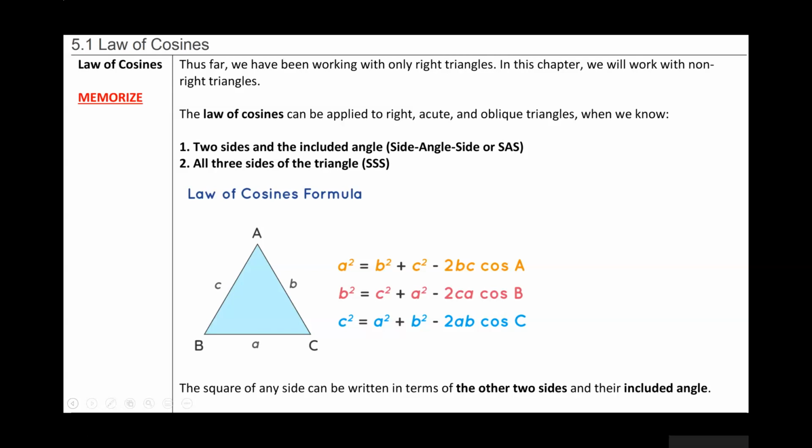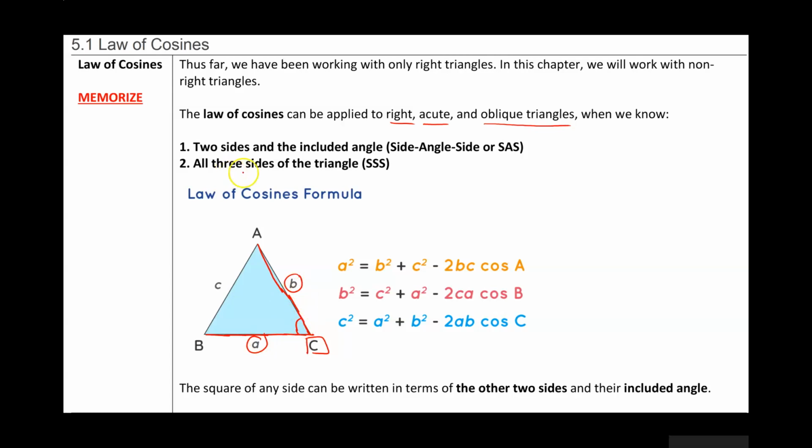So the first law we're going to be learning is something called the law of cosines. The law of cosines can be applied to right, acute, and oblique triangles when we know two sides and the included angle. The included angle means the angle that's between two sides. So for example, if I'm talking about side A and side B, then the included angle is going to be angle C, because this is side A, this is side B. The angle in between those two sides is angle C. That is what is called the included angle. So when we have two sides and the included angle, we can use the law of cosines.